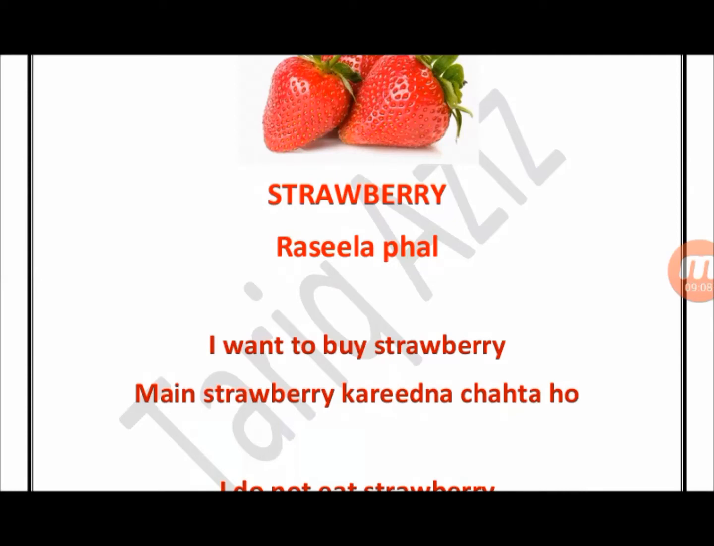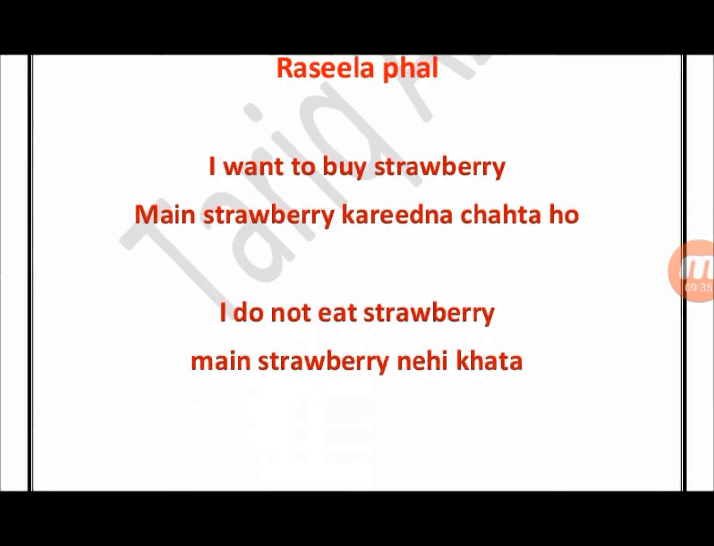मुझे स्ट्रॉबेरी, मैं स्ट्रॉबेरी खरीदना चाहता हूँ. I want to buy strawberry. मैं स्ट्रॉबेरी खरीदना चाहता हूँ. I didn't say any other word in Urdu. I said strawberry also in the Urdu sentence. So it means you have to say strawberry. I want to buy strawberry. मैं स्ट्रॉबेरी खरीदना चाहता हूँ.